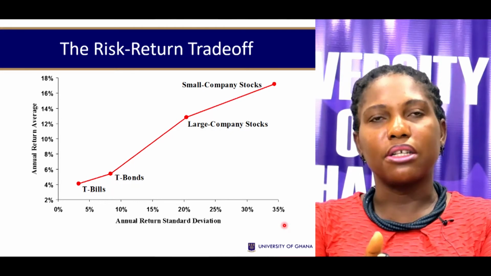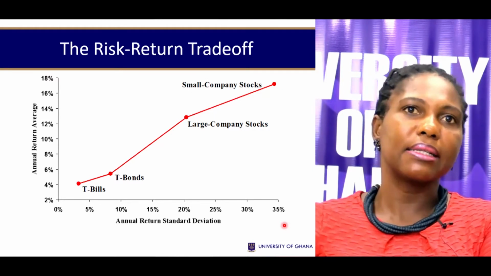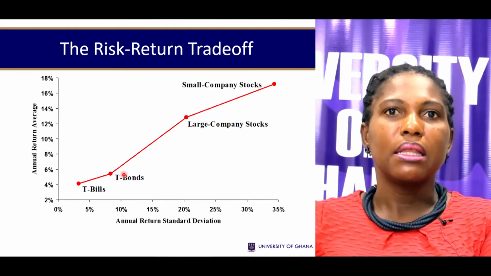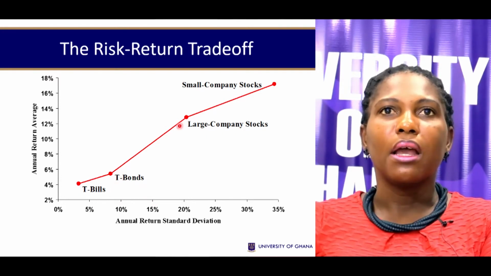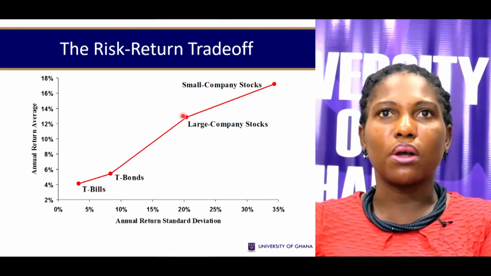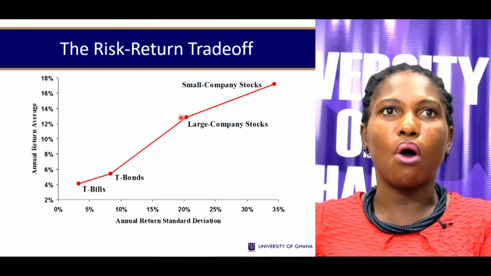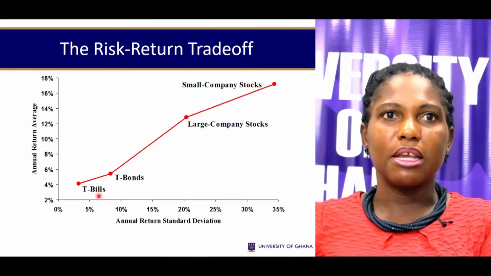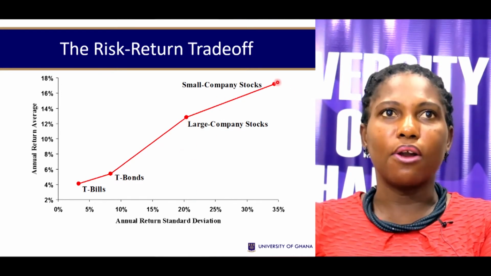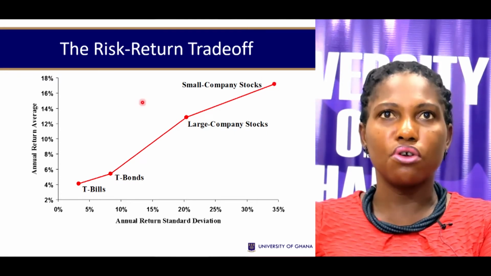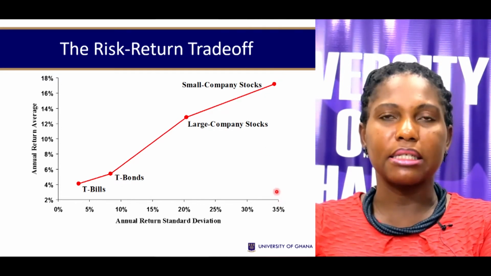Now, if you look at the risk-return trade-offs, what really happens is that for less risky investments like T-bills and treasury bonds, they normally don't have much deviation because they are not risky. But then when you look at large company stocks and small company stocks, you could see that whilst they return more in relation to, let's say, T-bills and treasury bonds, their risk profiles are quite higher. And then also small company stocks do return better than large company stocks, but they also have higher standard deviations.